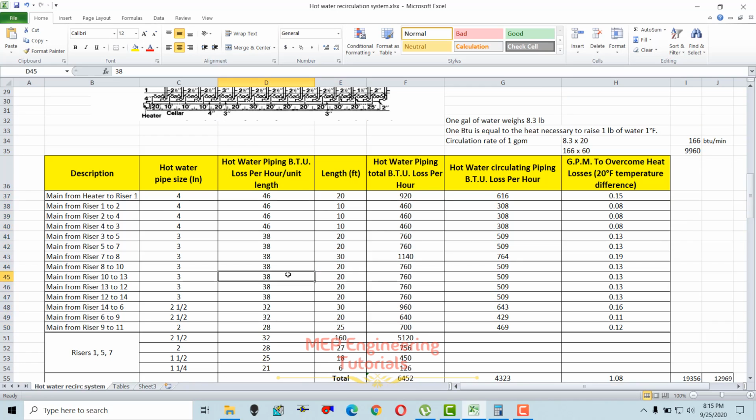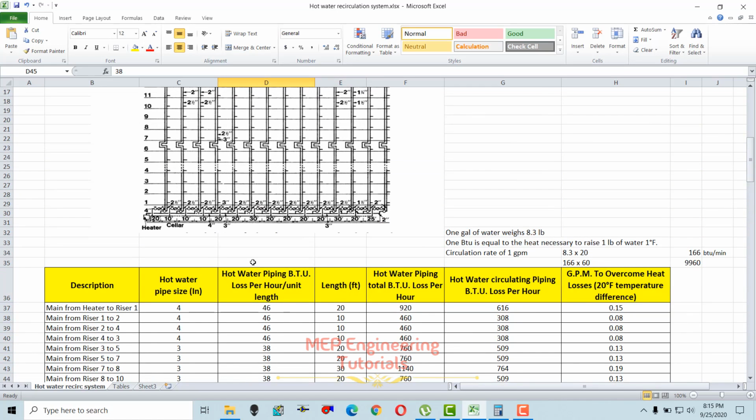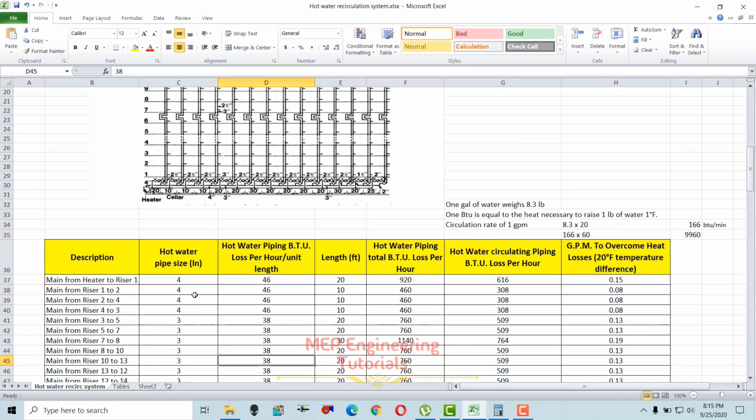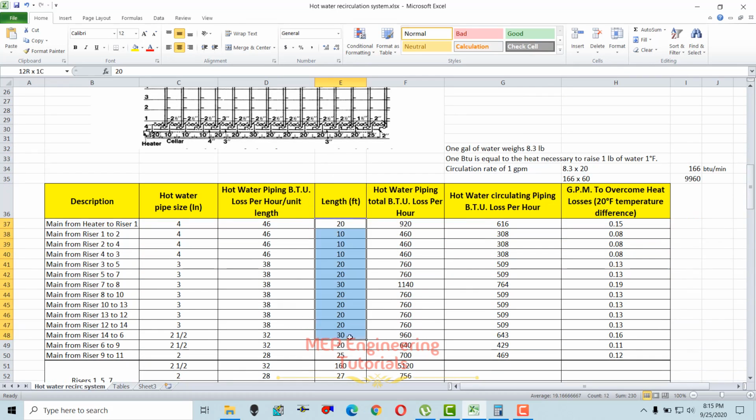Length is very simple. You just have to go to your AutoCAD plan and measure the length from one point to another point. As per the AutoCAD plan, you check the lengths and write them here. I have already written the lengths here, like 20, 10, 10, 10, 20, 20, 30, 20, 20. According to that I have written all the lengths. You just have to check from the AutoCAD and write them in one by one.